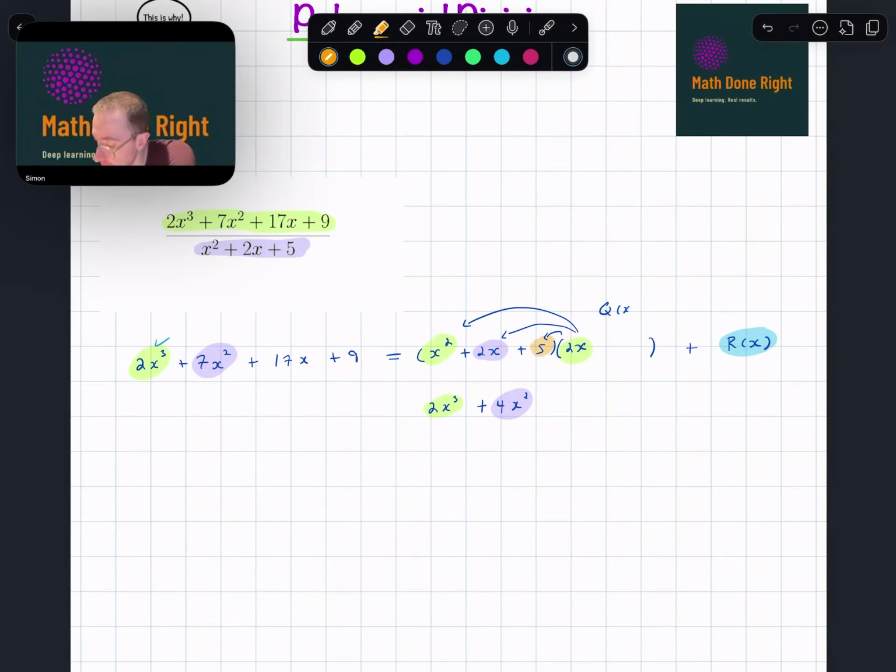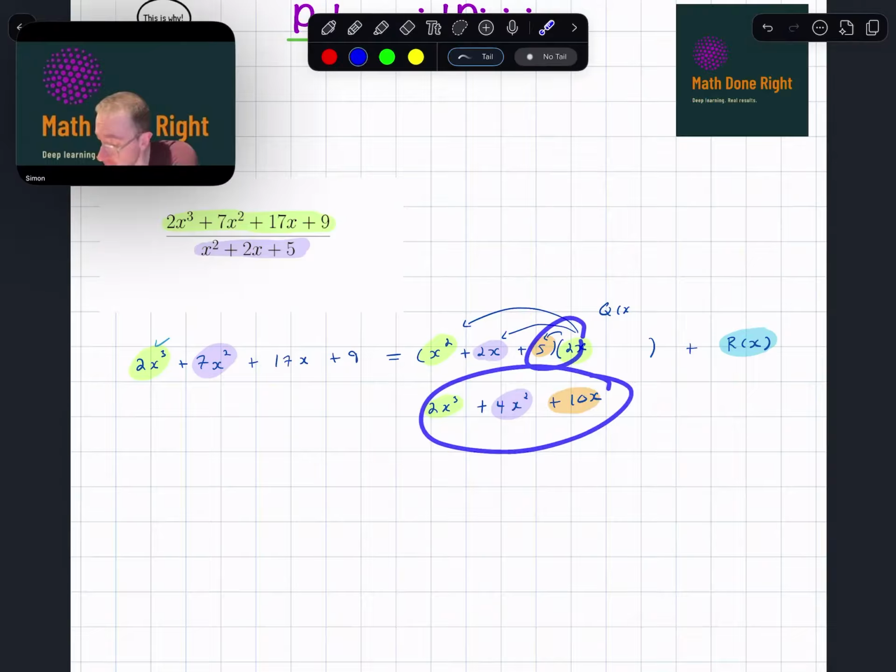So we multiply the 2x by the 5, and we get, maybe in the same color pen, 10x. We get 10x here. Actually, I should probably put it in the same color though, 10x. So 2x times 5 is 10x.